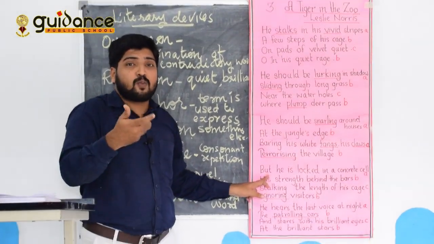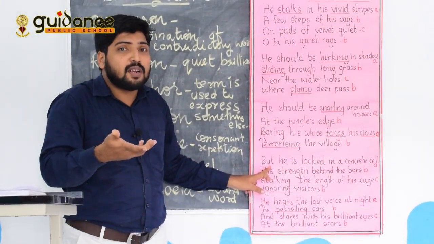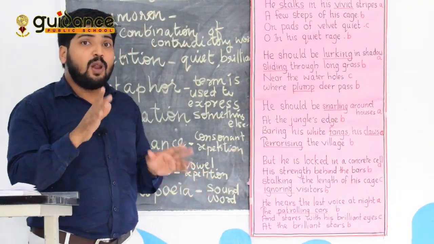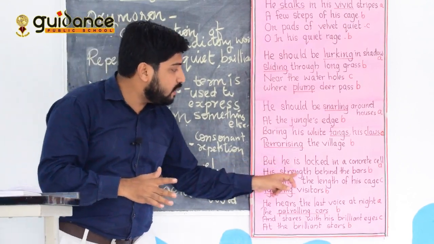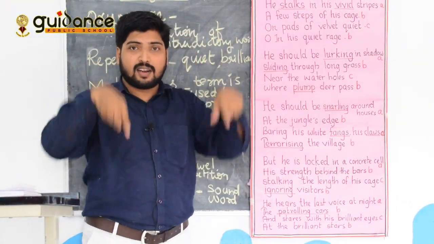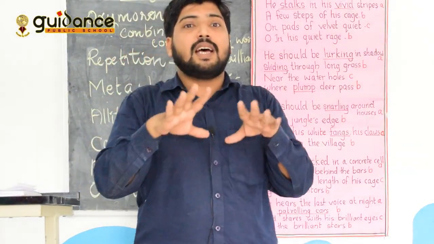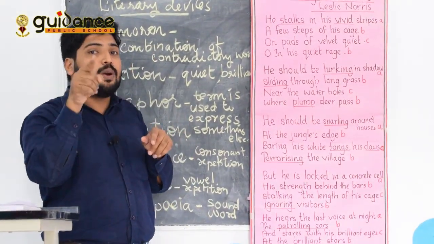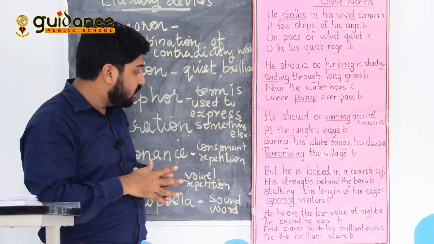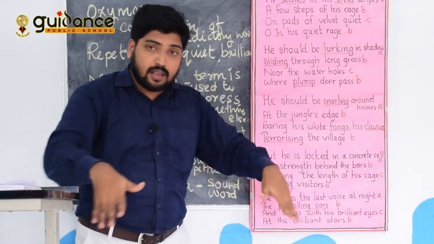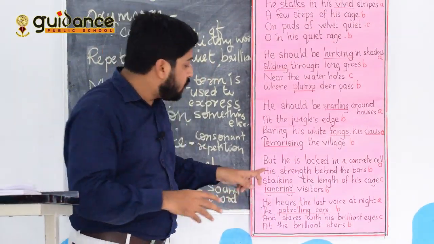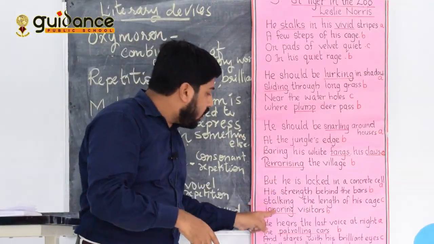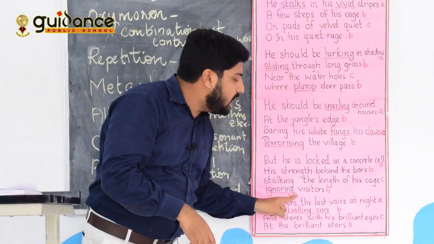Again, the poet expresses the disappointment, that he is locked in a concrete cell. You know, locked in a concrete cell. His strength behind the bars. In the concrete cell, the tiger is enclosed. A concrete enclosure is given to the tiger now in the zoo. And how is the space of the cage? It is very limited. So stalking, I have already discussed, stalk means walking. Stalking the length of his cage, ignoring visitors.